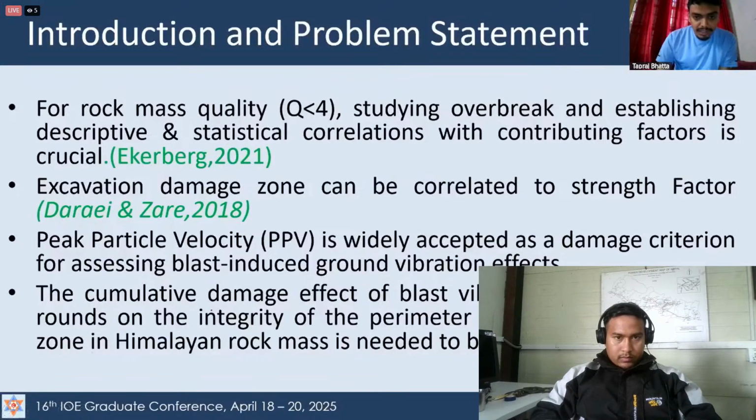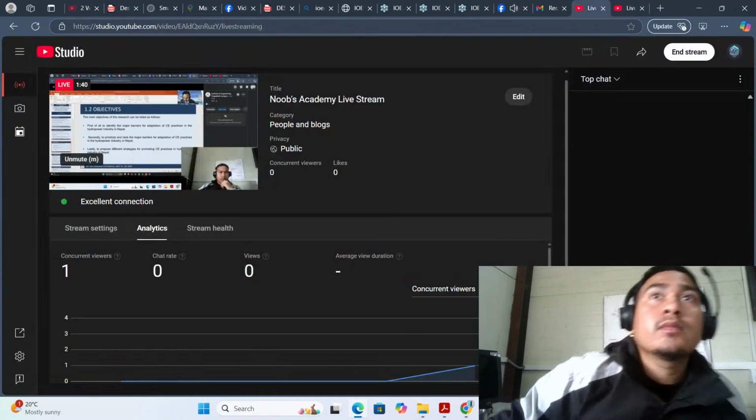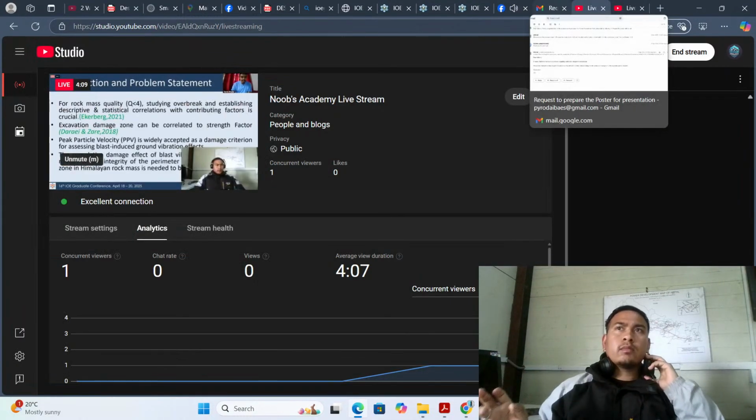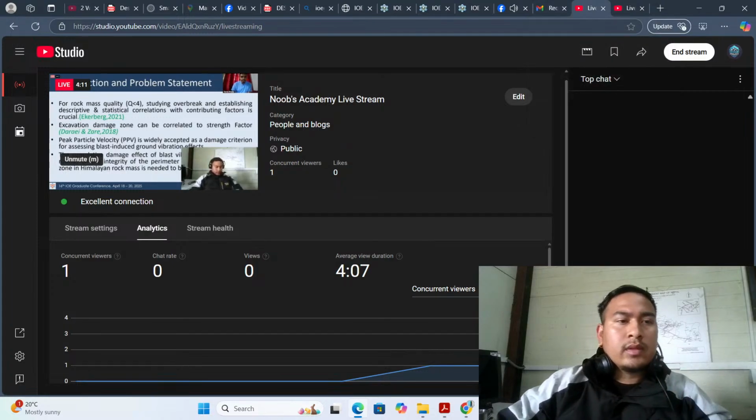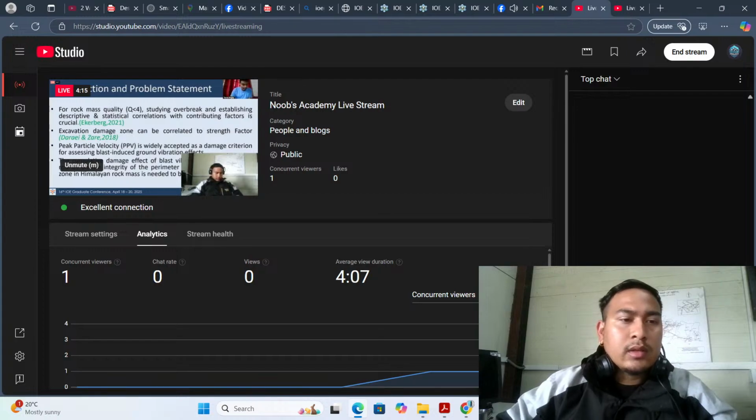Peak particle velocity is widely accepted as a damage criterion for assessing blast-induced ground vibration effects. The cumulative damage effect of blast vibration from sequential rounds on the integrity of the perimeter and formation of a buffer zone in Himalayan rock mass needs to be studied.